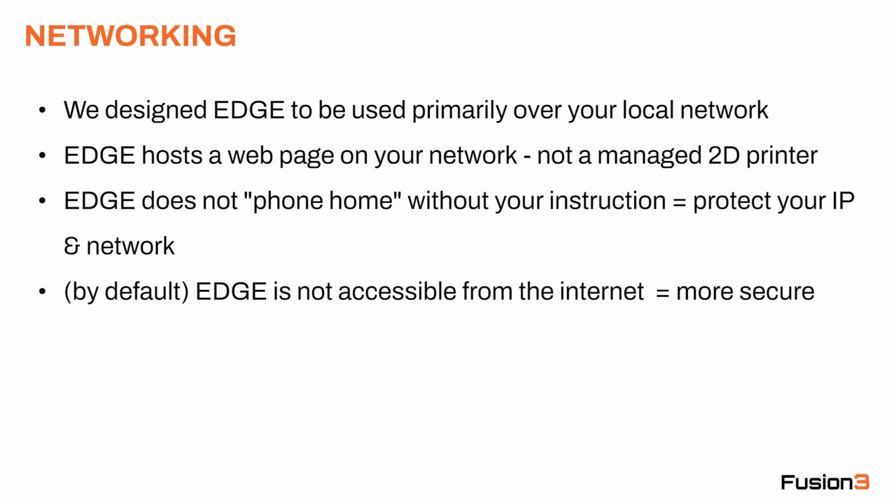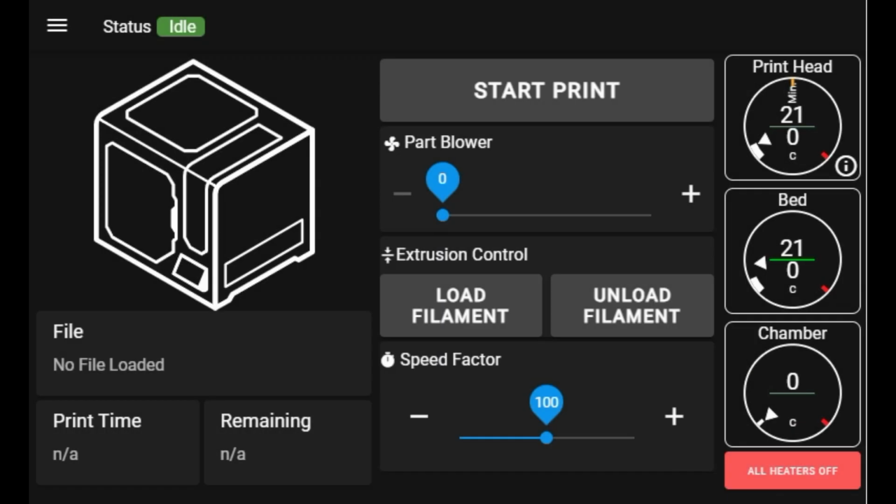EDGE does not phone home or try to access the internet without your explicit instructions to do so. We understand protecting IP and network security is very important for our customers, and EDGE is designed with that in mind. By default, EDGE is not accessible from the wider internet. This is more secure. There are ways to get remote access, but that's beyond the scope of this video. So let's talk about how to get your EDGE 3D printer on your network.